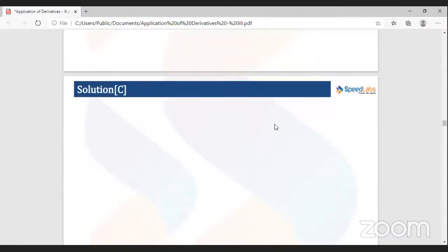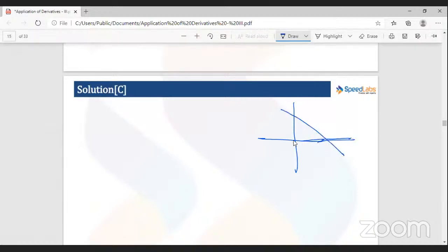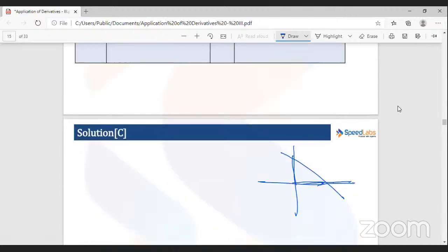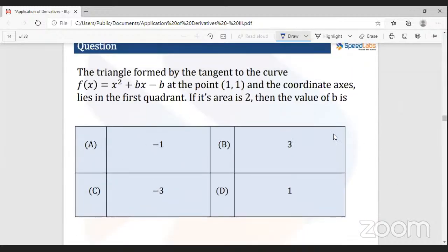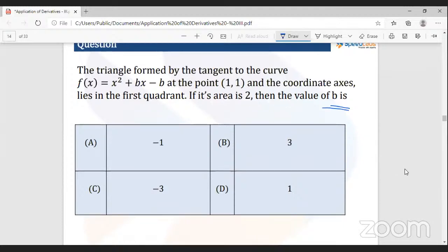The triangle is formed by the tangent to the curve. So the tangent to the curve is like this and with the coordinate axis. So first let's find out the tangent, and for the one who asked whether the slope is positive or negative, the slope is dependent on b. So whatever value of b comes, we will know from it, and your doubt will be clear.